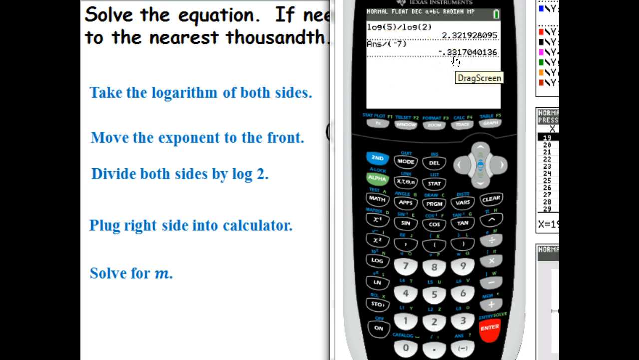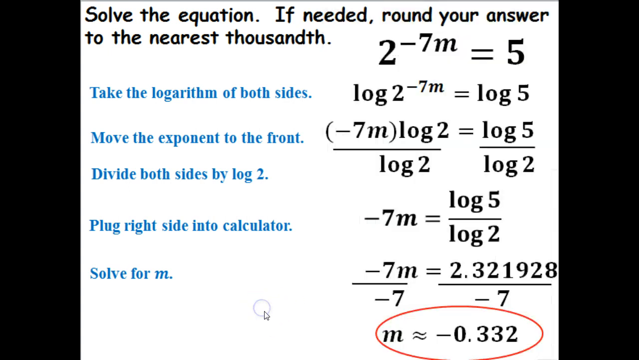It is a negative 0.3317 on down the line. I need to round this one to the nearest thousandth. And the thousandth is 3 decimals, 1, 2, 3. So this one here is going to round up to be a 2. Okay, so now I just need to plug that one in here as my answer. Negative 0.332. You can write your answer as negative 0.332, and that's fine as well.